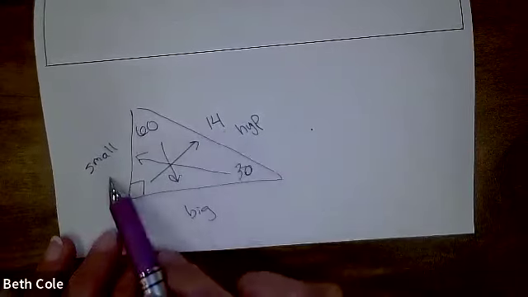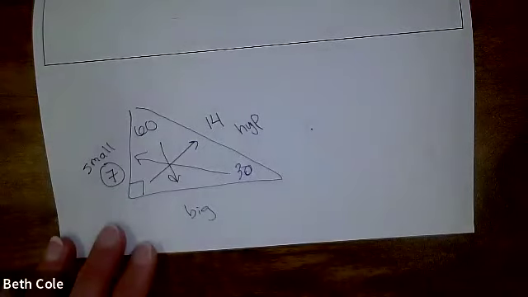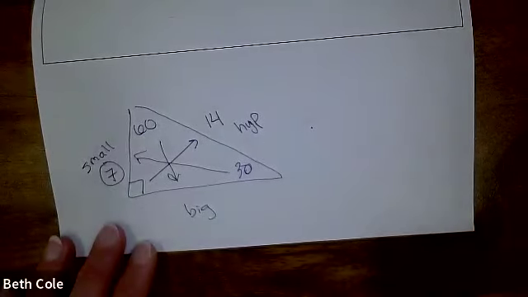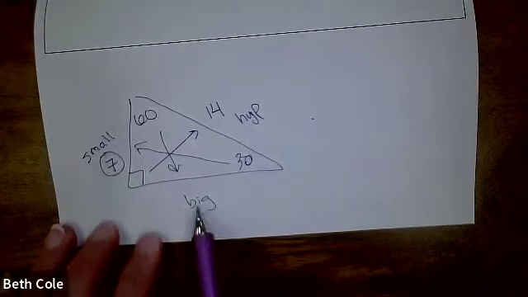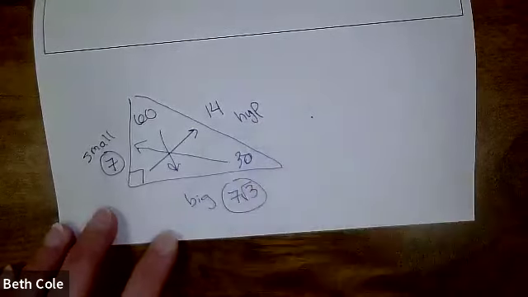This one's 14, so what's the small side? 7. Good. How'd you get 7? Because that is correct. 14 divided by 2. And then the big side is going to be 7 square root of 3. Lovely.